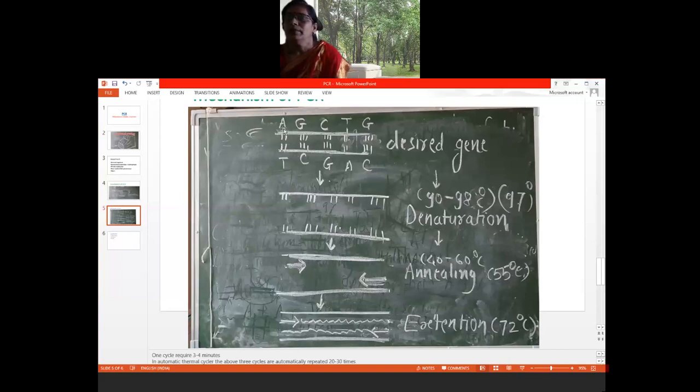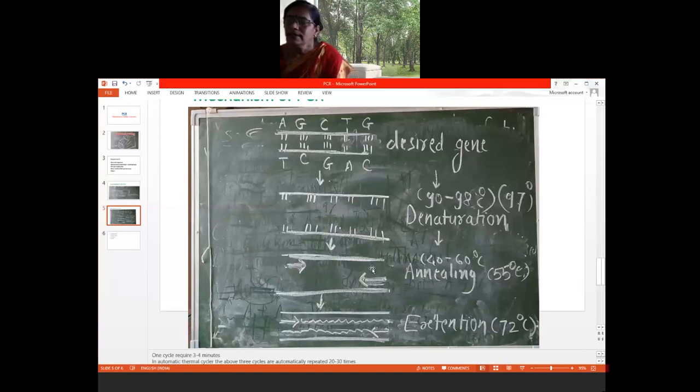You know that the complementary nucleotides are present on the gene. A pairs with T, G pairs with C, C pairs with G, as well as T pairs with A. So these nucleotides are joined together with the help of weak hydrogen bonds. So those weak hydrogen bonds have to break first, and due to that breaking, these two single strands get separated from each other. And this is called denaturation. It takes place at 97 degrees Celsius.